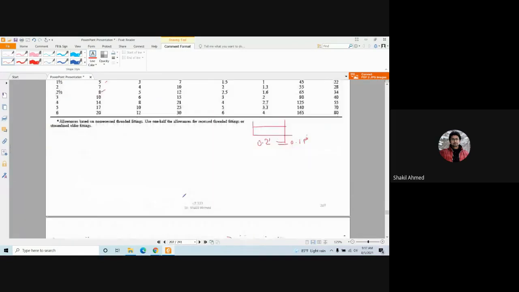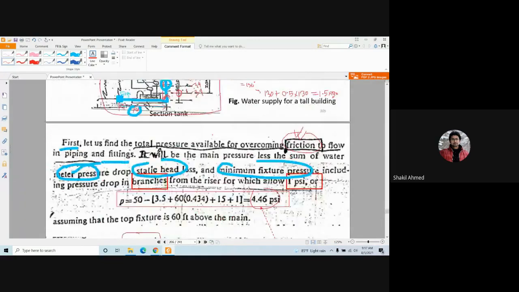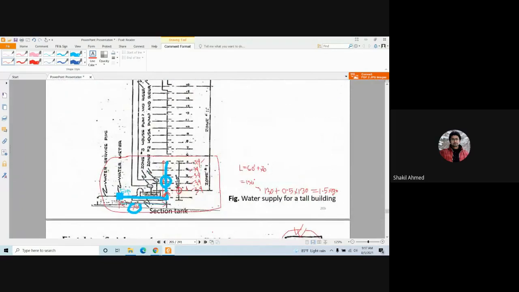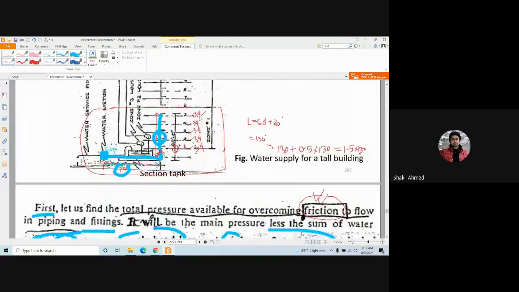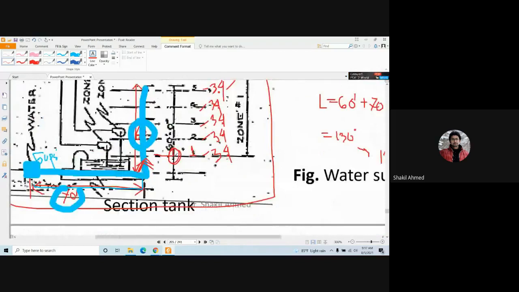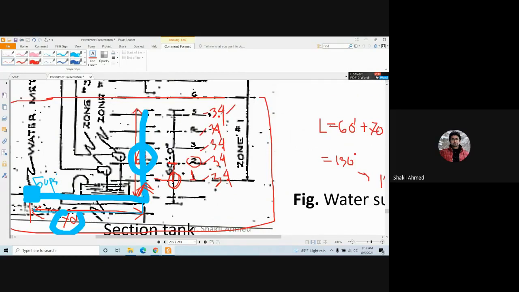Now let's look at the second floor. Once you have fulfilled the demand here, once you are here now in service pipe 2, how much do you need, guys? 1, 2, 3, 4. Am I right? Yes, sir. So 4 into 34.